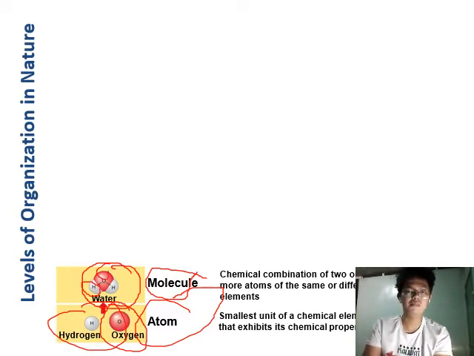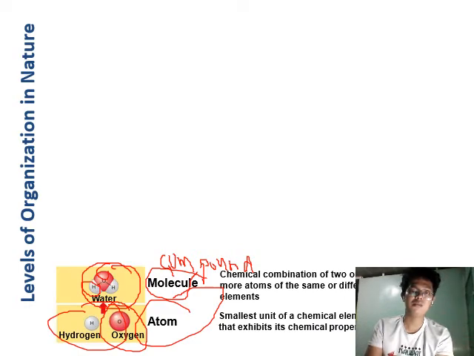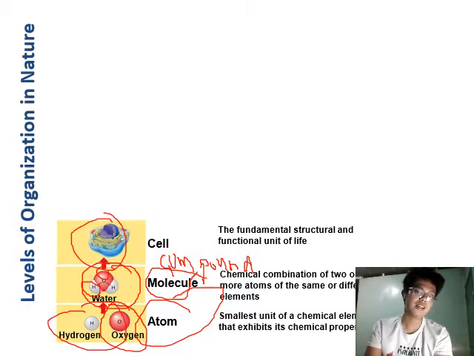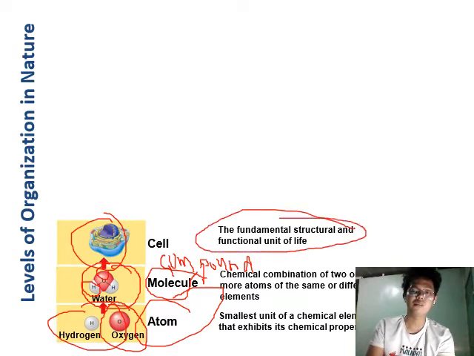And then from a molecule, we go up to a compound. And the specific compounds that are the building blocks of life are those complex compounds. So this complex compound then leads to the cell. The cell is the fundamental structural and functional unit of life. So without the cell, life wouldn't be possible.